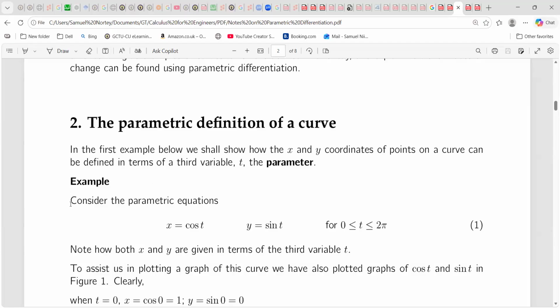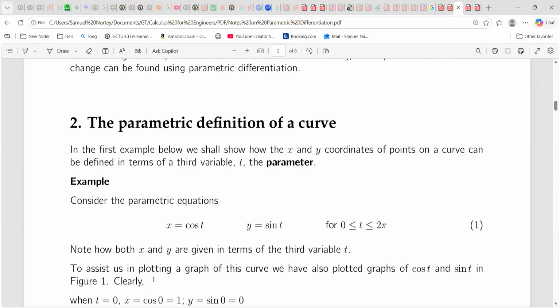Consider the equations x equals cos t and y equals sine t, with t lying between 0 and 2 pi, because you know sine and cos functions oscillate within pi and 2 pi and on and on. So now, how do we go about it?